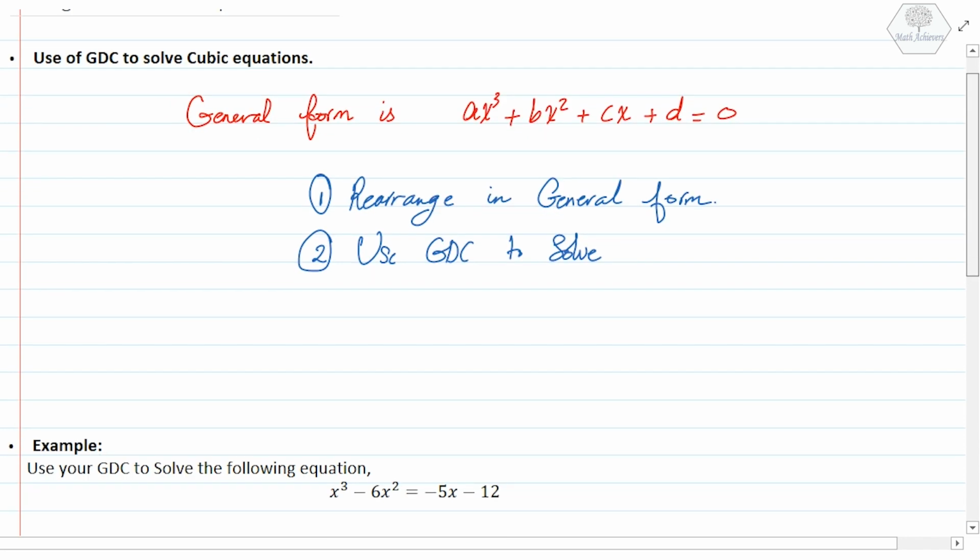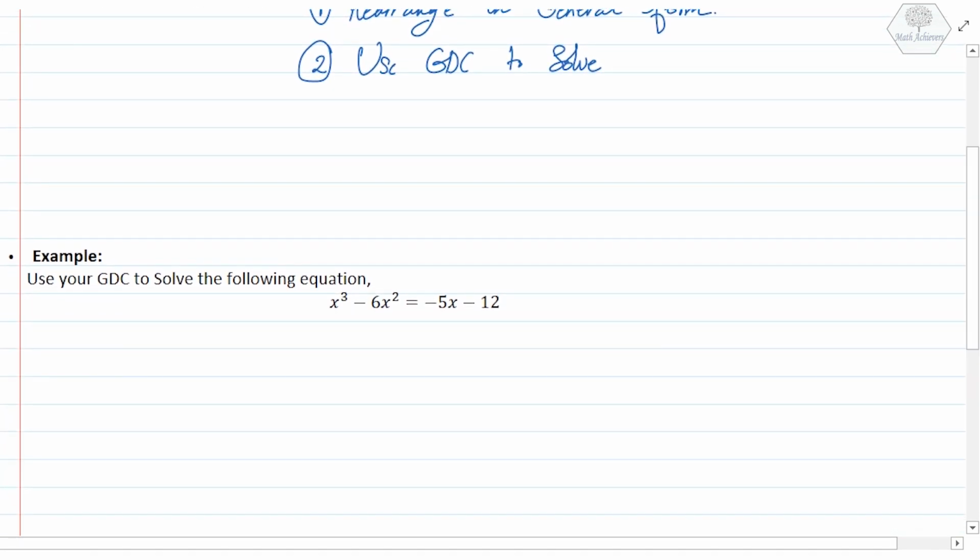Let's have an example now. The example says use your graphical display calculator to solve the following equation. I have a cubic equation because the highest power is 3 for the x. The first thing I have to do is I need to rearrange it in general form. I take the minus 5x minus 12 to the left-hand side. So it becomes x cubed minus 6x squared plus 5x plus 12 is equal to 0.